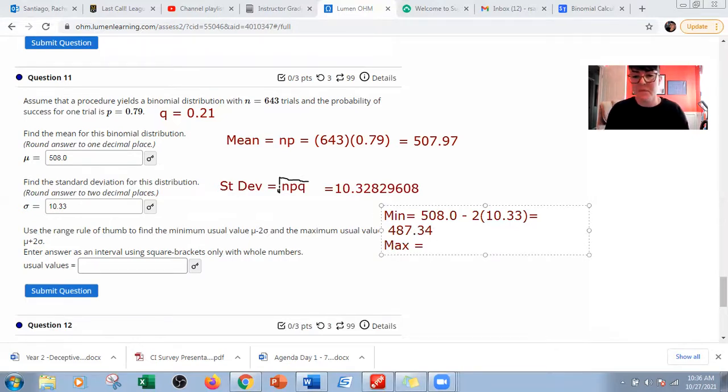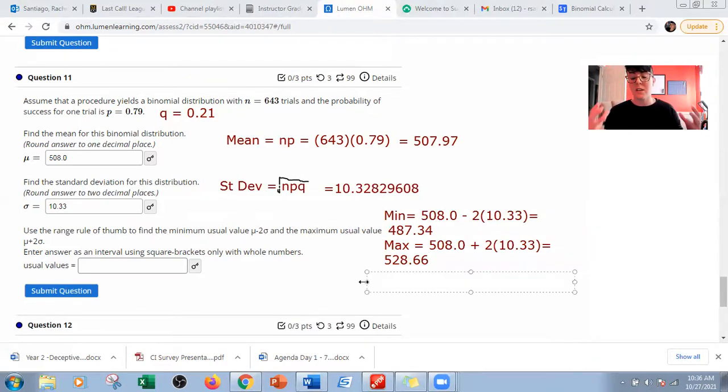Let's do the maximum. It's the same thing, 508.0, but this time it's plus 2 times the standard deviation. Let's go ahead and punch this in. And we get 528.66. Good. Now I'm going to write the range rule of thumb using the interval notation that we have written in our classes. So 487.34, comma, 528.66.